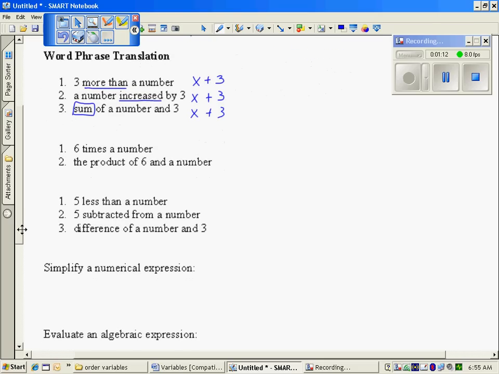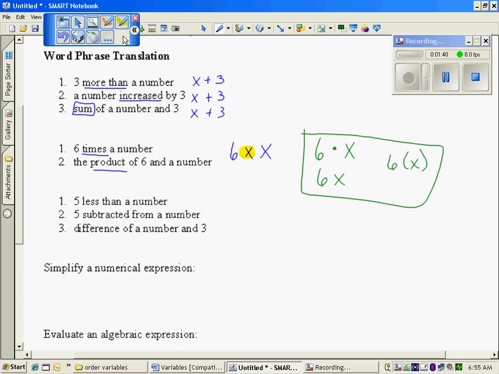The next set is 6 times a number and the product. Both of these represent multiplication. If I was to write 6 times a number, I don't know the number, so I use a variable, but the unfortunate thing is the times symbol also is an X. So what we need to do is represent it a little bit differently. So this times symbol, we're either going to use a dot, nothing at all, or a parentheses. All 3 of these also mean multiplication, and that's what we'll be using because it's so confusing when I have 2 variables such as the times and the X next to each other.